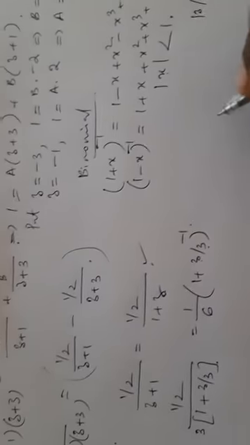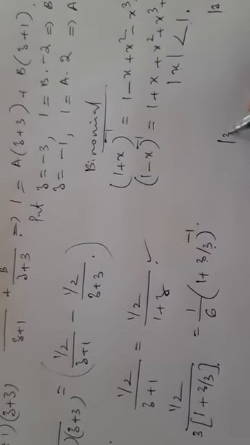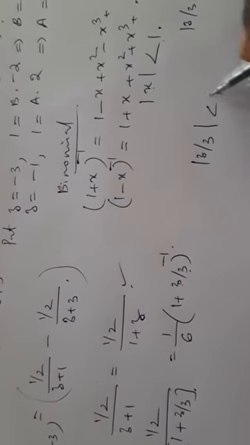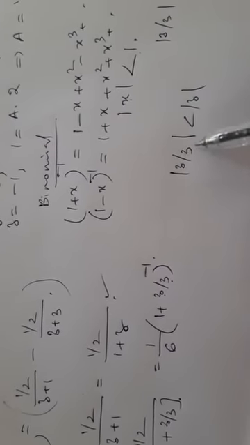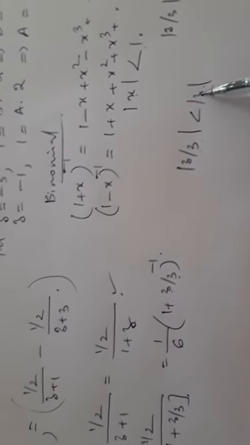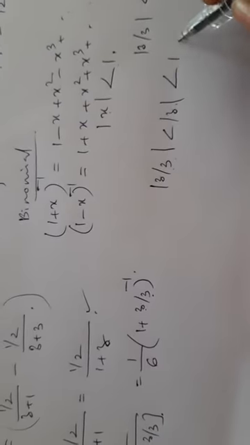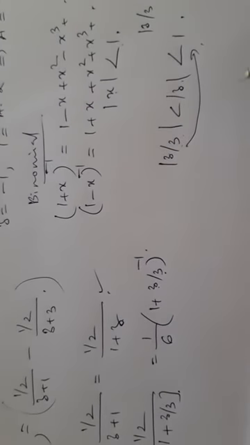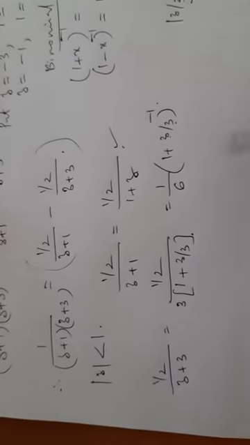We can check that modulus of z by 3 is less than mod z. This is the 1 by 3 of this one. So this is less than mod z. Mod z is less than 1. So that means mod z by 3 is also less than 1. So it is a valid region.